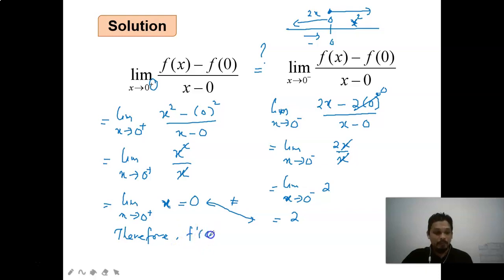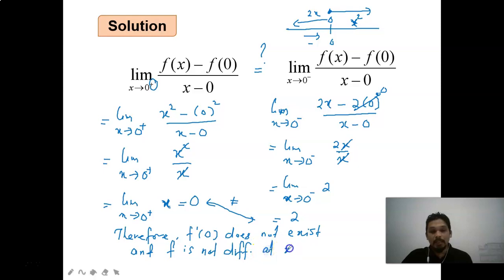f prime 0 does not exist, and f is not differentiable at x equal to 0. That's it. Differentiable, you just recall, spell it. Differentiable, that's it. Sorry.